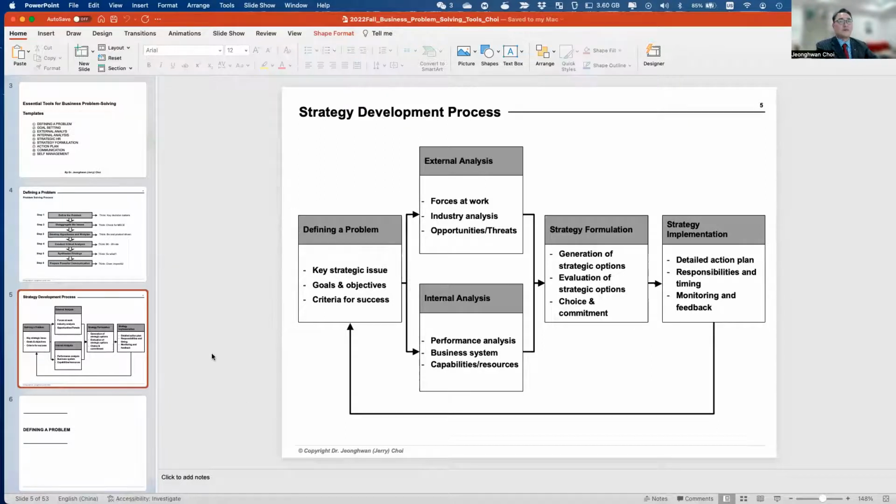When we define a problem, we must specifically define what the key strategic issues are, what the goals and objectives of the business are, and what criteria for success we consider when we really do the practical business. And we conduct critical analysis. As a business problem solver, we conduct 2 different types of analysis: external analysis and internal analysis. External analysis means, what is happening outside? What is happening outside?